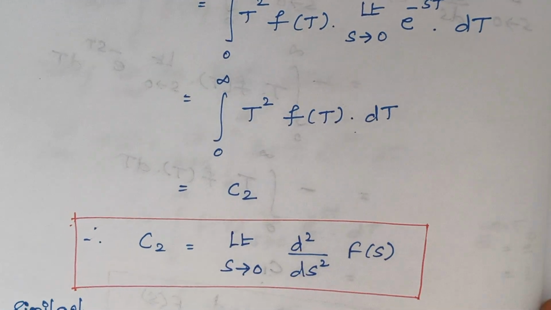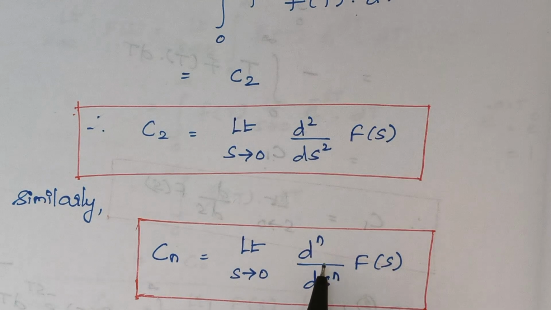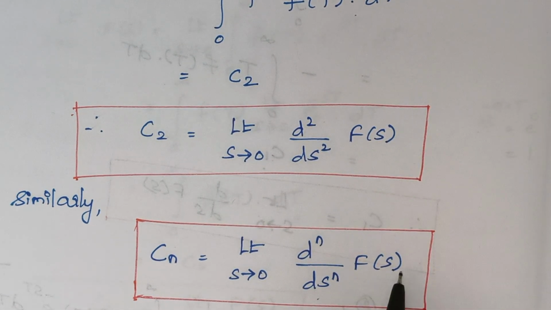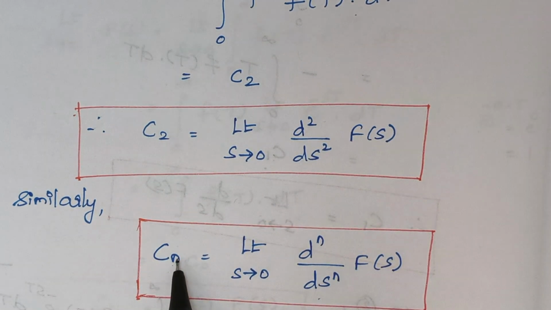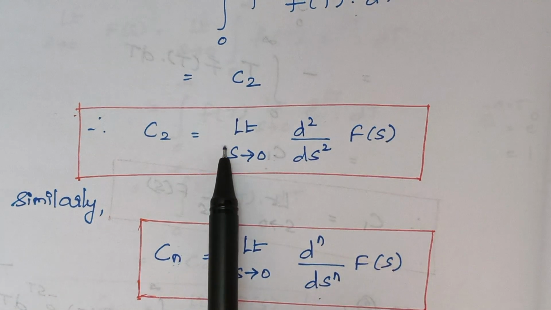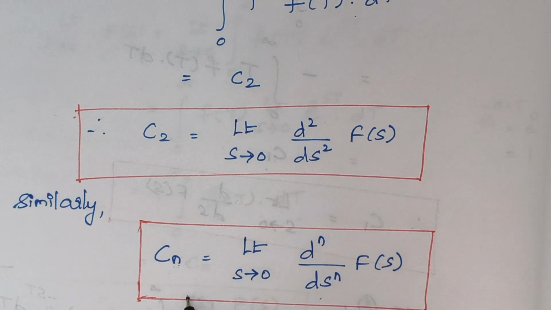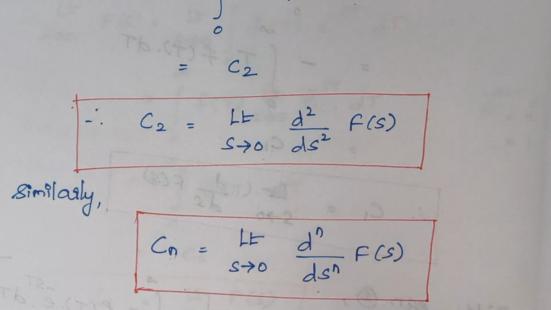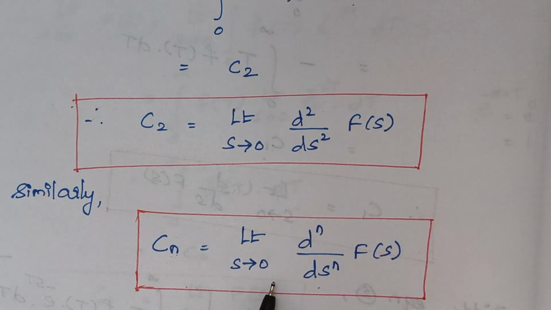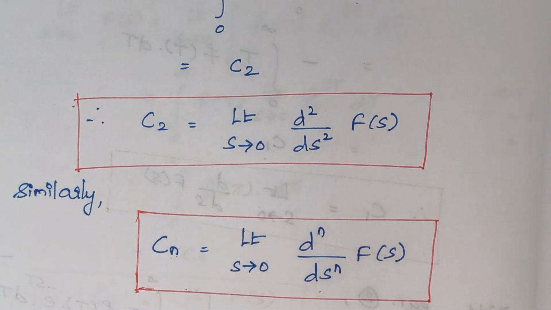Similarly, we can write for Cn. Cn can be written as d to the n by ds to the n of f of s. If you replace n by 2, we will get this expression. If we substitute n equal to 1, we will get the previous expression. If we substitute n equal to 0, we will get the very first expression. So generally, we can write Cn is equal to limit s tends to 0 d^n by ds^n of f of s. Hope you understand this derivation. Thank you.